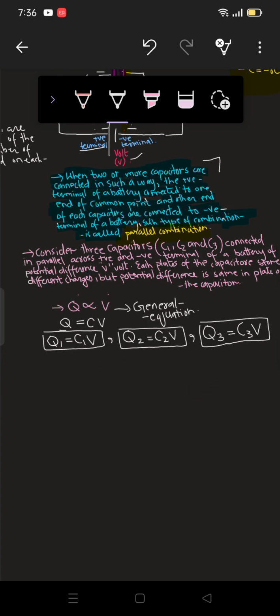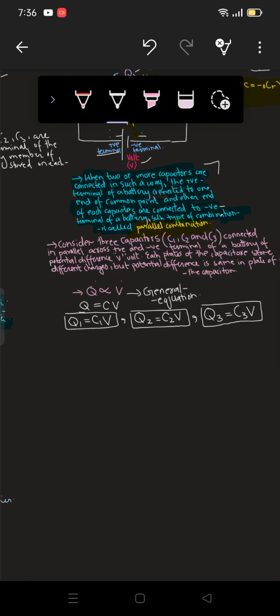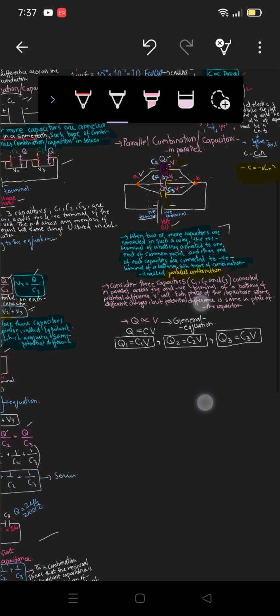So the charges on the capacitors are: Q1 is equal to C1 into V, Q2 is equal to C2 into V, and Q3 is equal to C3 into V. This is all we have done today, the charge on each capacitor.